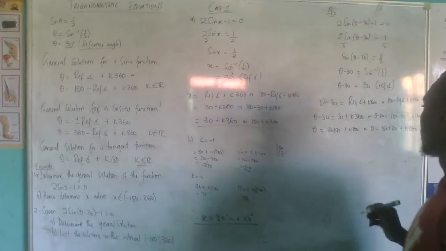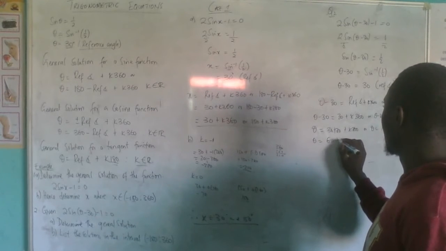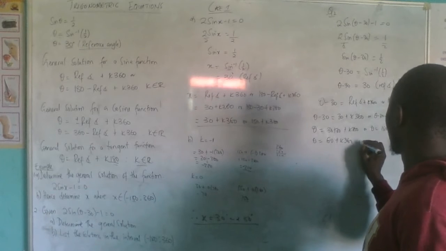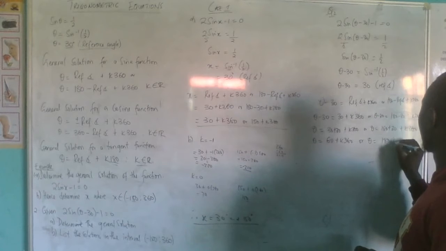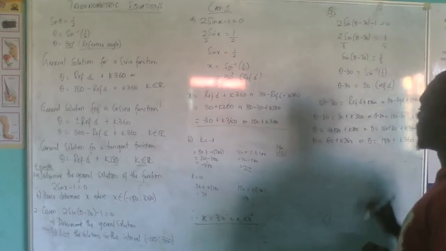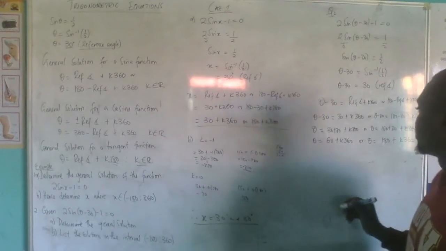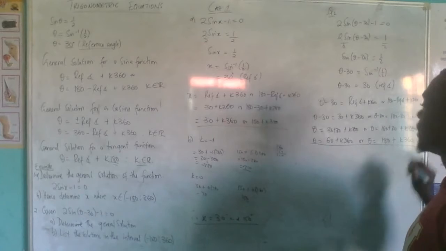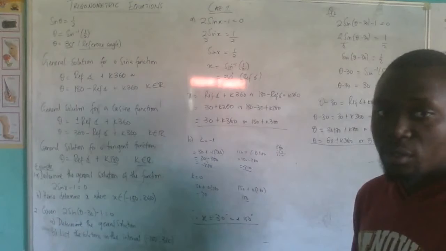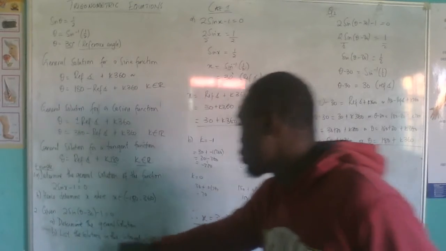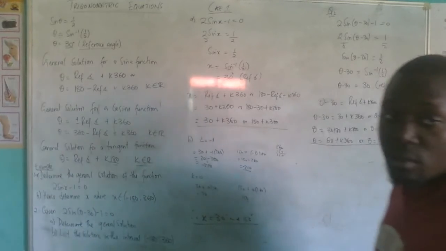Is that okay? I hope you're following. Okay, that is theta equals 60 plus k 360, or theta equals 180 plus k 360. Then from there, this now becomes my general solution, because the question says determine the general solution. Then the next part says list the solutions in the interval negative 180 to 360.